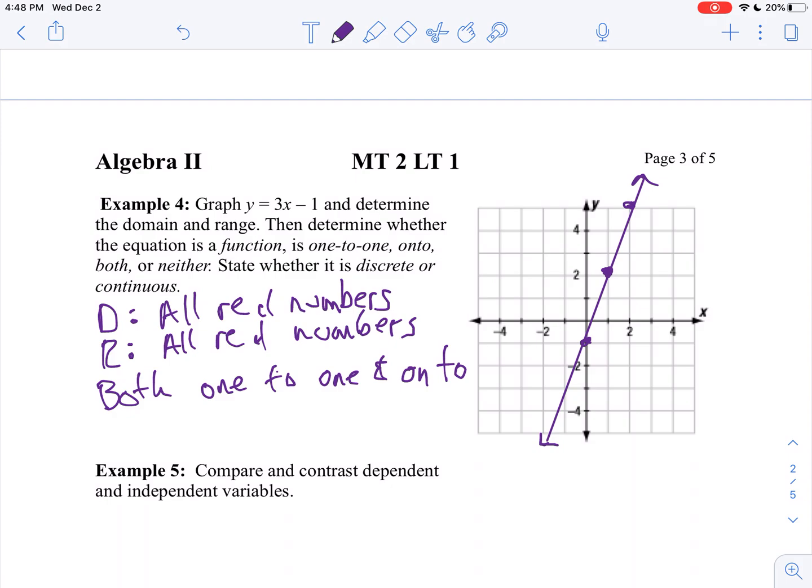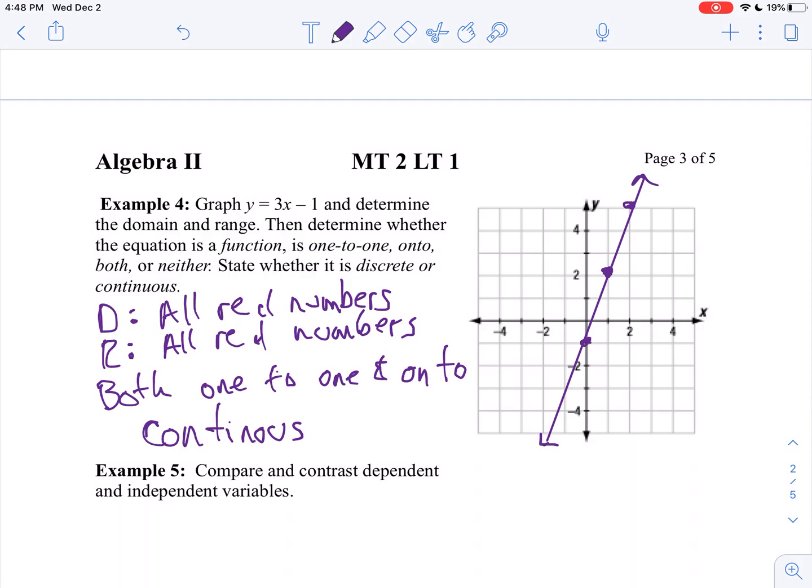And then, is it discrete or continuous? No matter what pair of points I pick, I can always find a point between them. So that makes it continuous. Notice when I graphed it, without picking up my pencil, or in this case pen, I can graph that line in one smooth stroke.